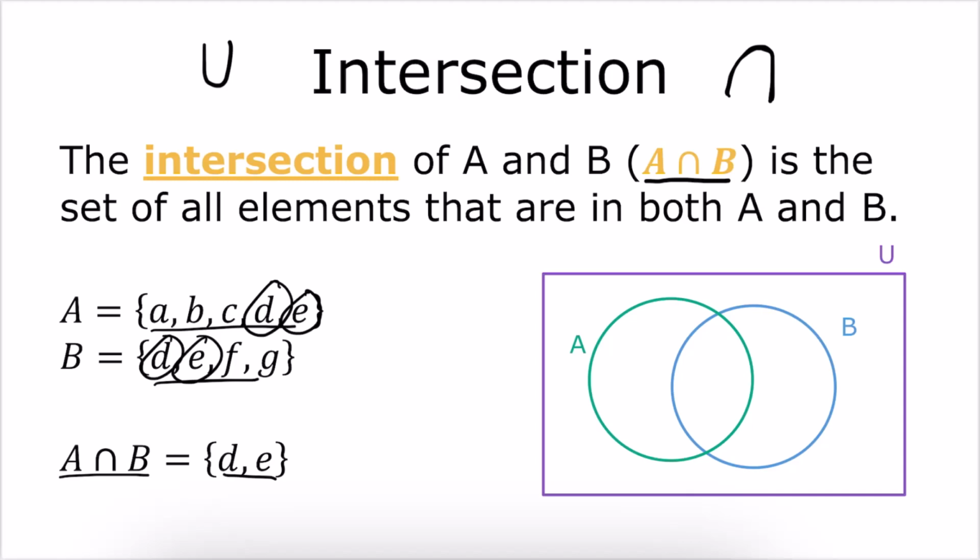So if we were going to make a Venn diagram of this, the part of the Venn diagram that contains all the elements that are in both A and B would be this region right here. And so this section of the Venn diagram here would be the set A intersect B.